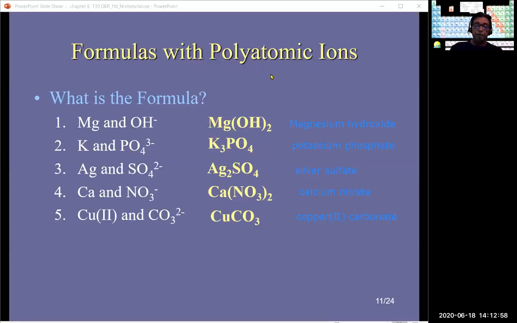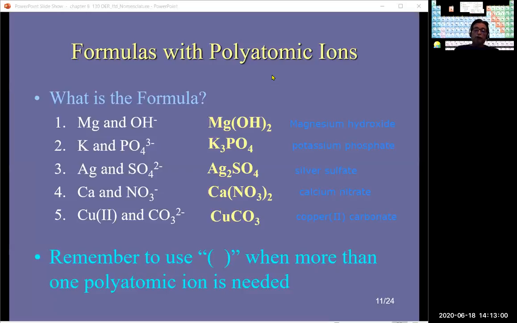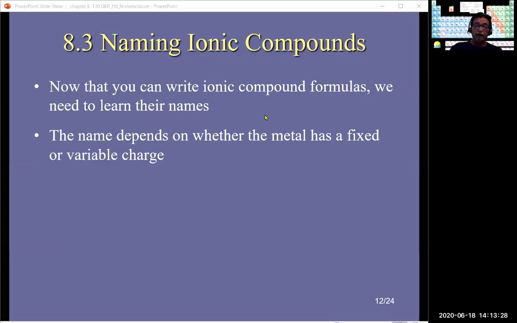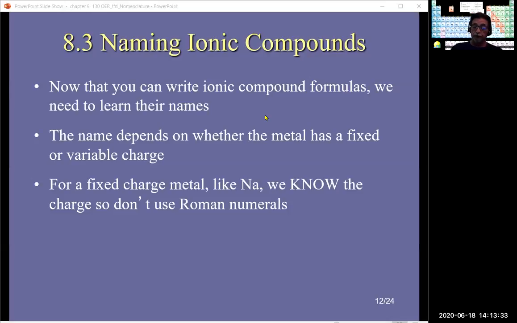Next one. Okay. Well, I thought I had one more. So remember to use the parentheses when you need to add more than one polyatomic ion. Okay. Like we did with the calcium nitrate and the magnesium hydroxide. All right, let me get rid of that. All right, so now that we can write the compounds, we need to learn the names, which I started to introduce you to, okay?